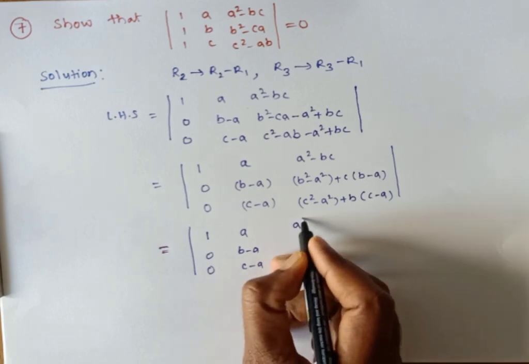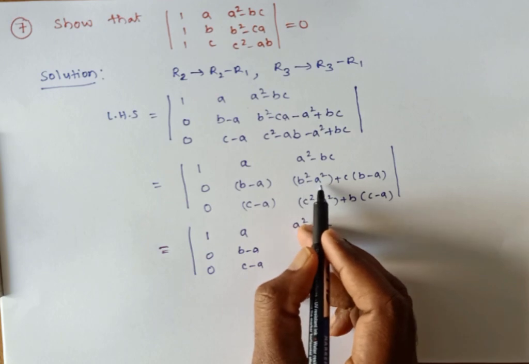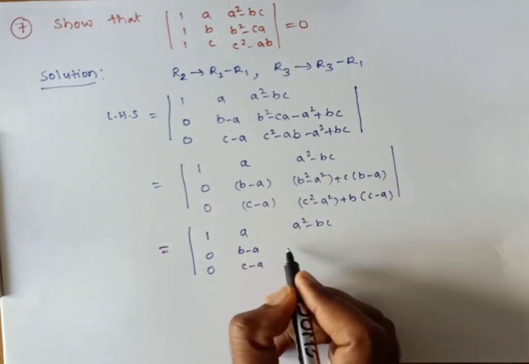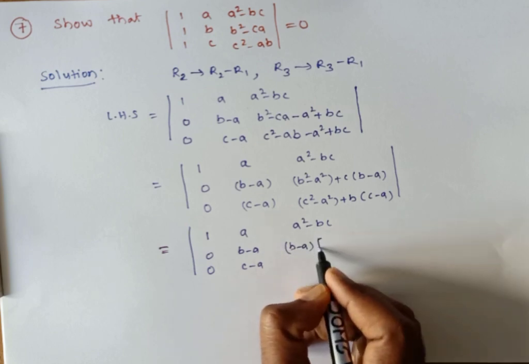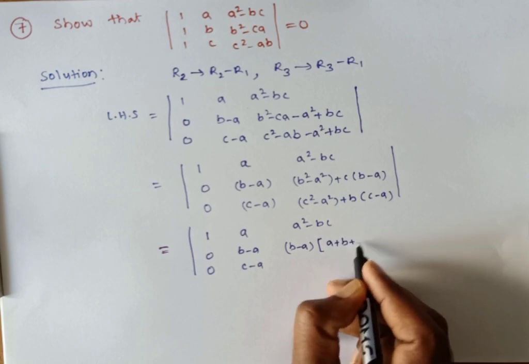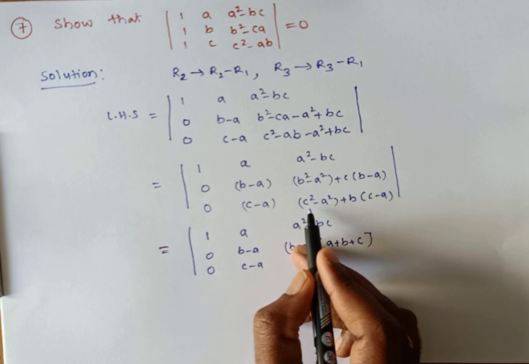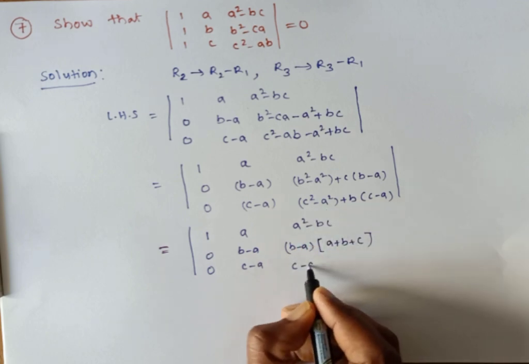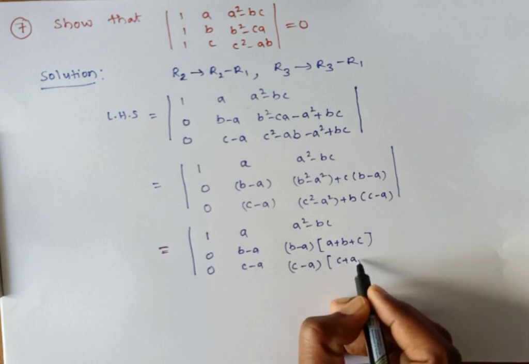Here it is a square minus bc. Here b square minus a square can be written as b minus a into b plus a. So this can be written as b minus a times the remaining part, b plus a plus c, that is a plus b plus c. And here c square minus a square is c minus a into c plus a, so c minus a is common. Then this is c plus a plus b.